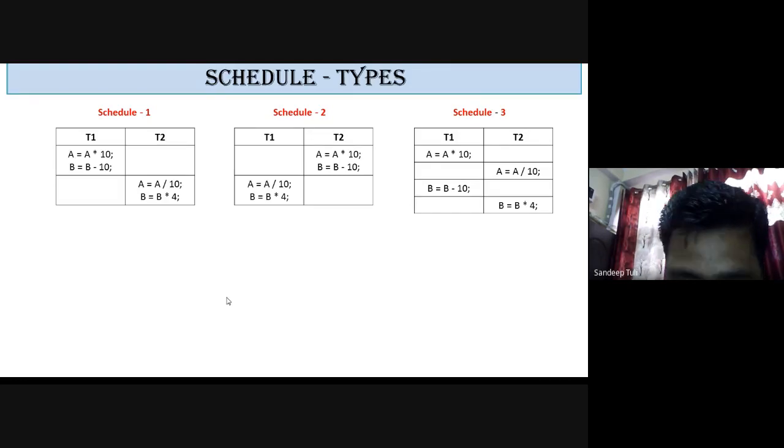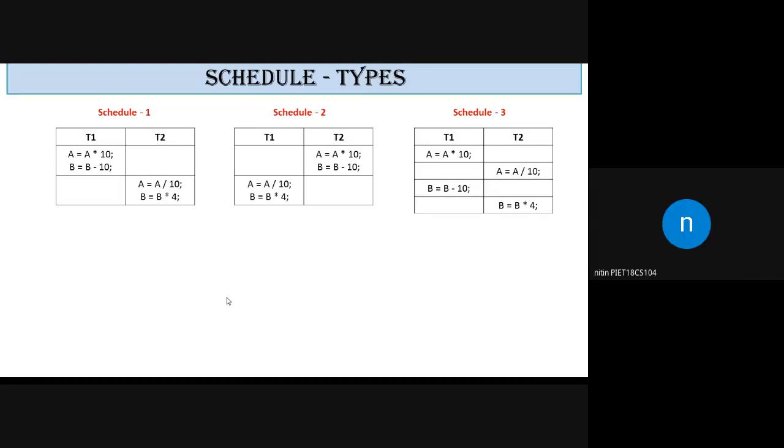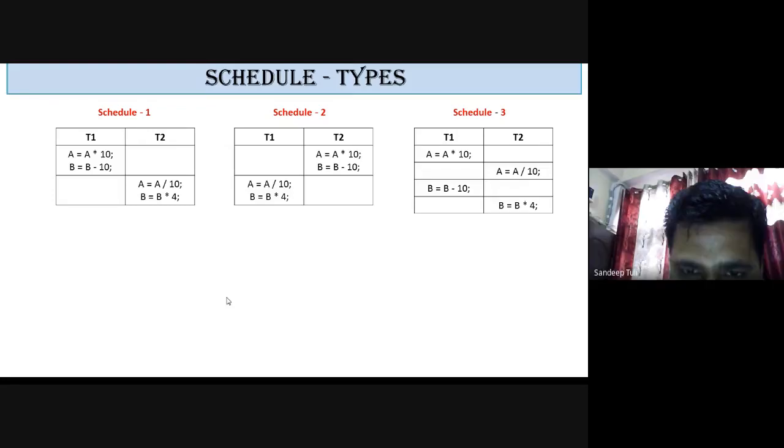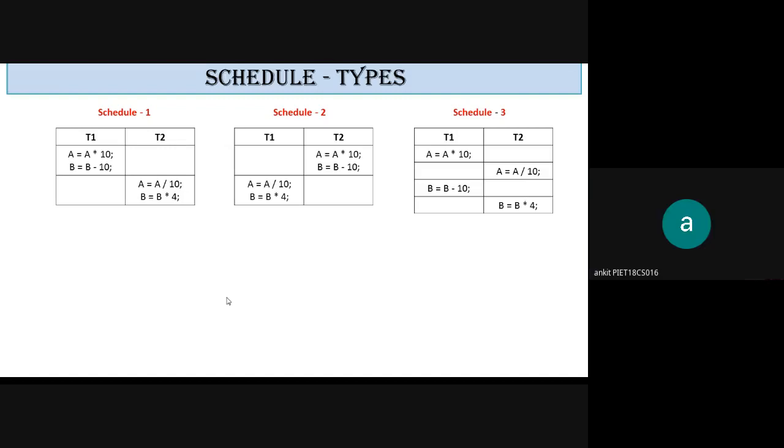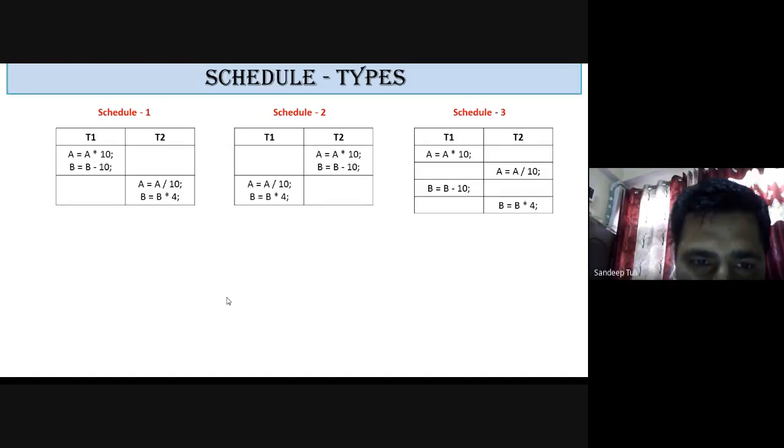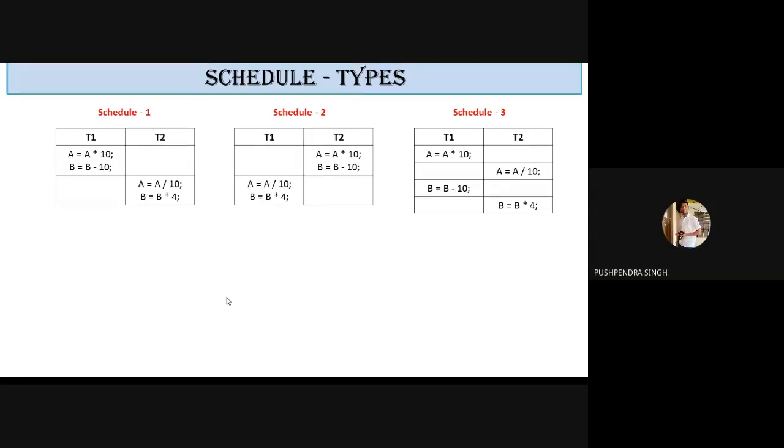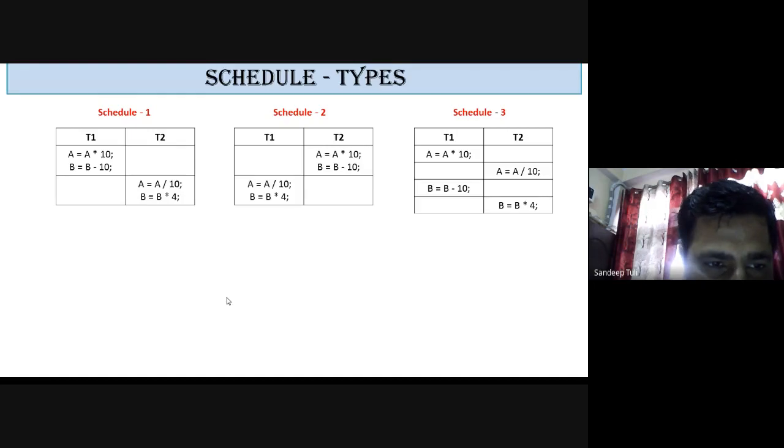So schedule 1 has how many transactions? 2 transactions. Schedule 2 has 2 transactions, and schedule 3 again has 2 transactions. Now you can compare these 3 schedules. All the transaction statements are the same, but I have written them in different ways. Is it clear to all now?